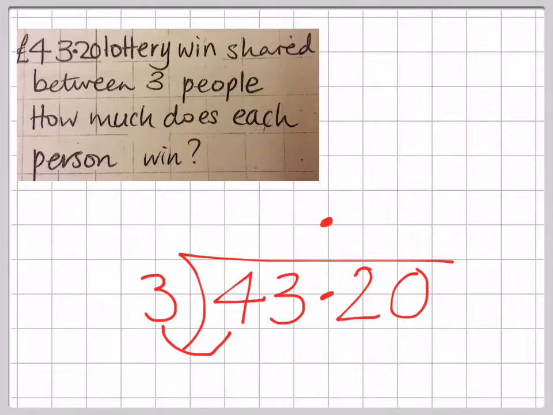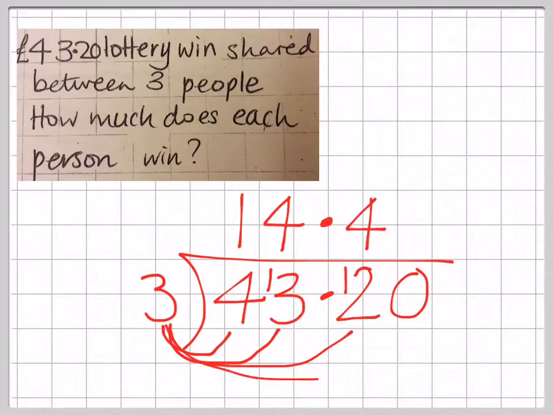3s into 4. How many 3s are there in 4? There's 1 remainder 1. How many 3s are there in 13? There's oh, I put 2 there. Let's erase that. How many 3s in 13? 4 3s would make 12, and we've got 1 left over, so the 1 moves forward. How many 3s in 12? There are 4. And how many 3s are there in 0? There are 0. So each person in the lottery will get £14.40.